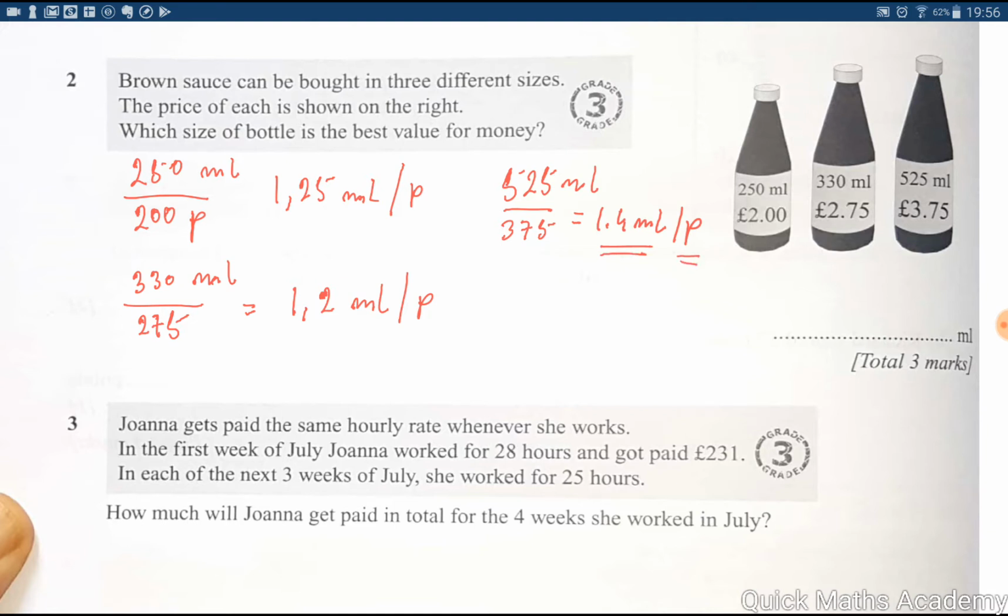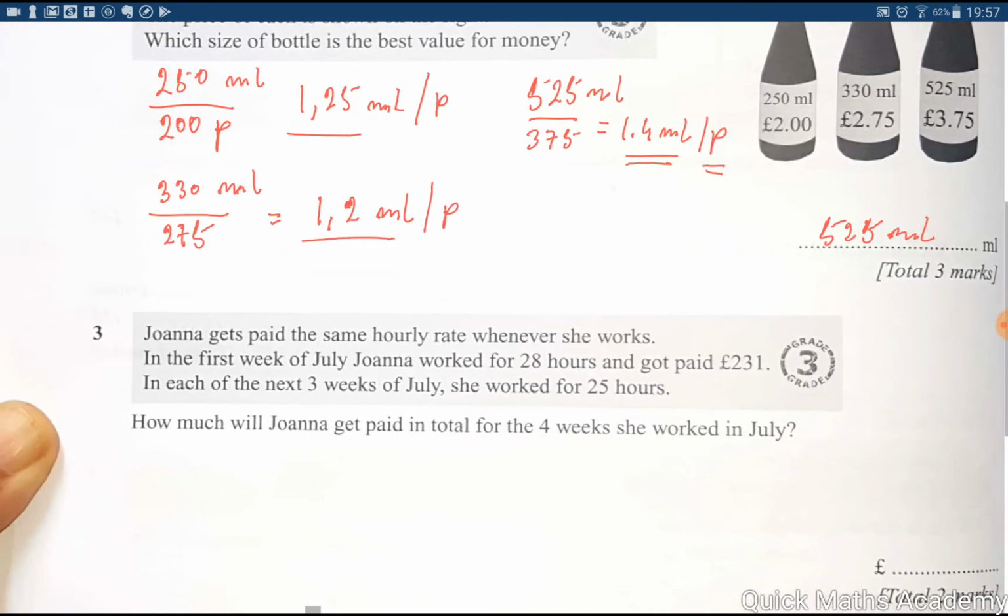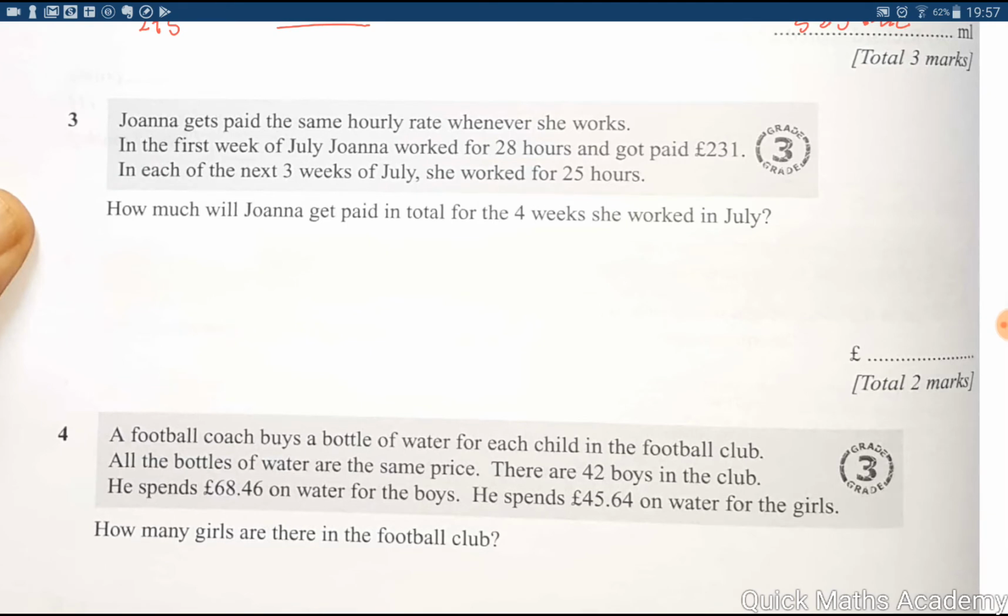So the more quantity I can buy for each penny will be in the third bottle, better than 1.2, better than 1.25. So our answer is the 525 milliliter bottle.